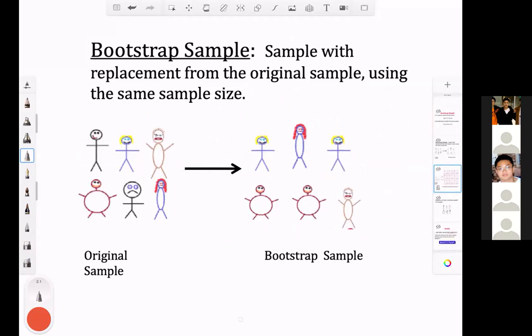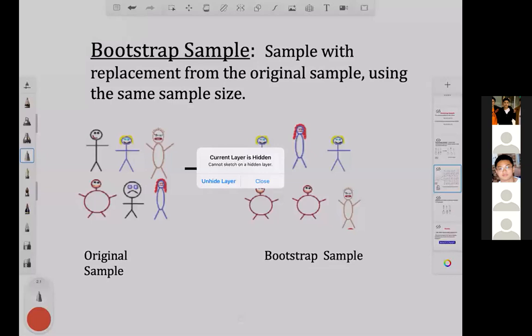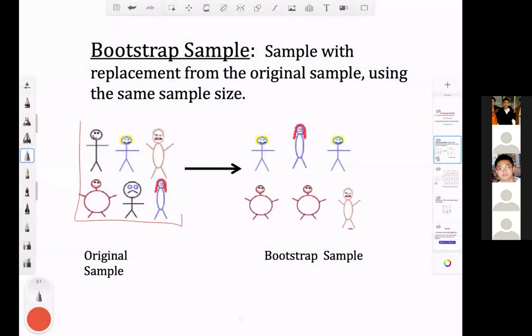Bootstrap sample: sample with replacement from the original sample using the same sample size. You're not gonna see this on the computer. We'll pick one, for example, the first one, let's pick this person. We pick it and then we put them back and then pick another person. This person picked another one.